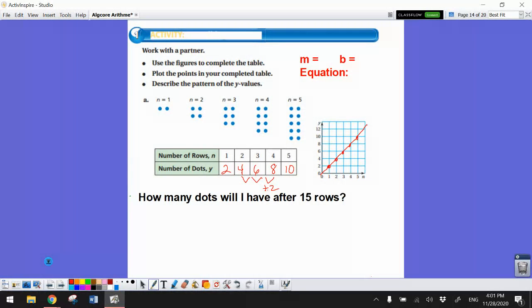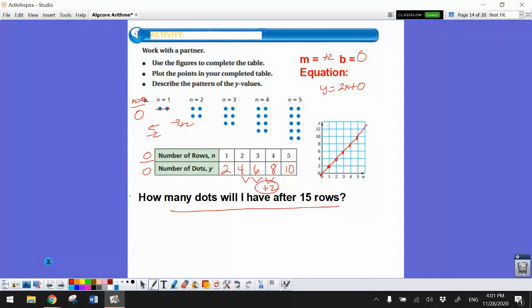All right, so I know that my common difference is plus 2, which means my m is plus 2. And if I go back to n equals 0, this direction is plus 2, so this direction is minus 2, that means these two dots are going to go away. I don't have any points at all. I'm starting at 0, 0, so my b is 0. So my equation would be y equals 2x plus 0, or y equals 2x.